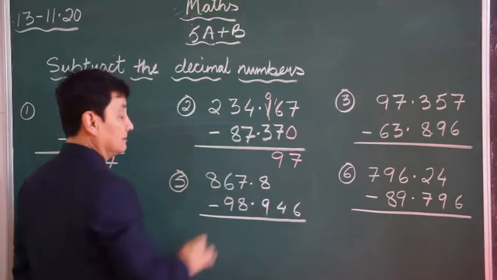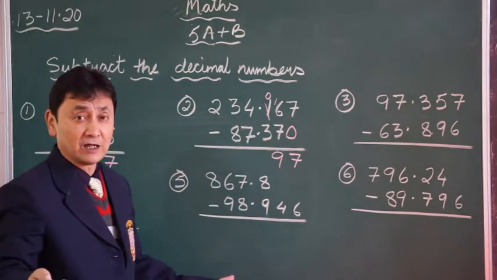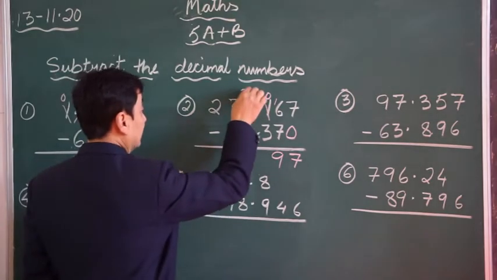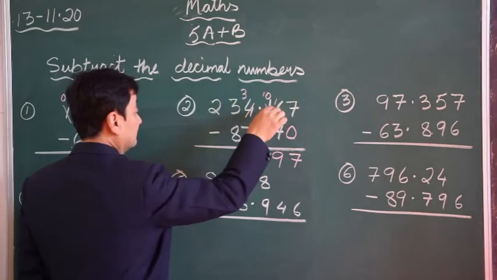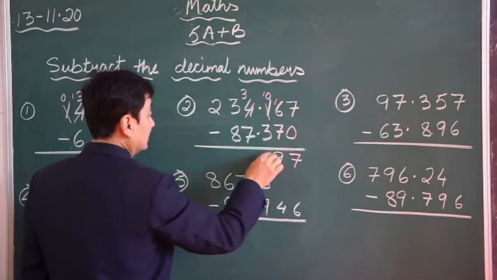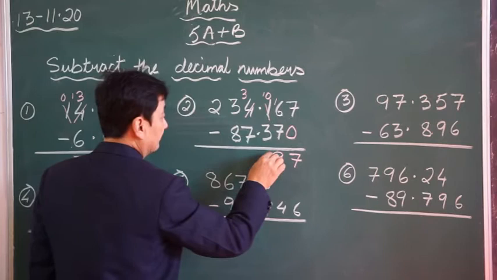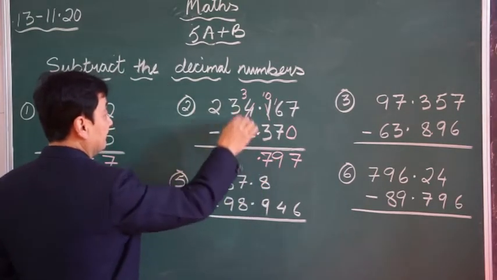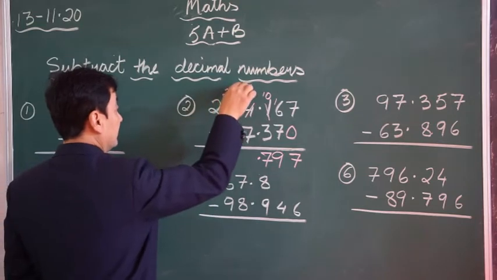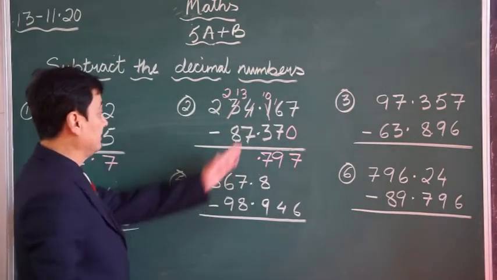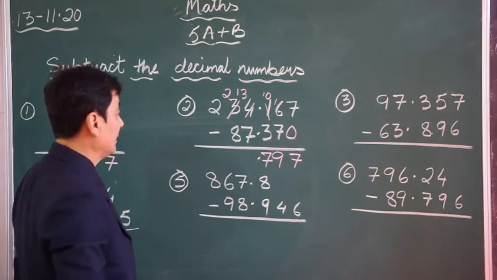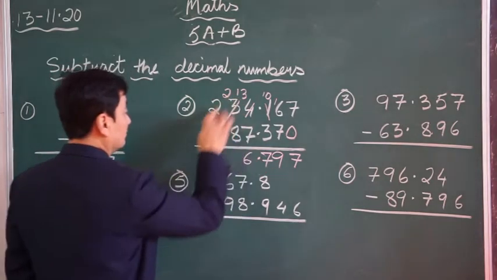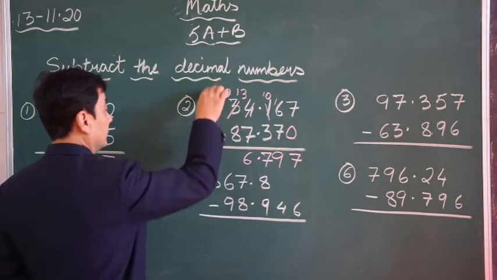0 minus 3, you've got nothing and you have to give me 3. Can you give me? No, so you must borrow from the next number. 4 becomes 3 and 0 becomes 10. 10 minus 3, 7. Decimal point. 3 minus 7, we must borrow. 13 minus 7, 7 is here. 8, 9, 10, 11, 12, 13. How much? 6. 2 minus 8, borrow.